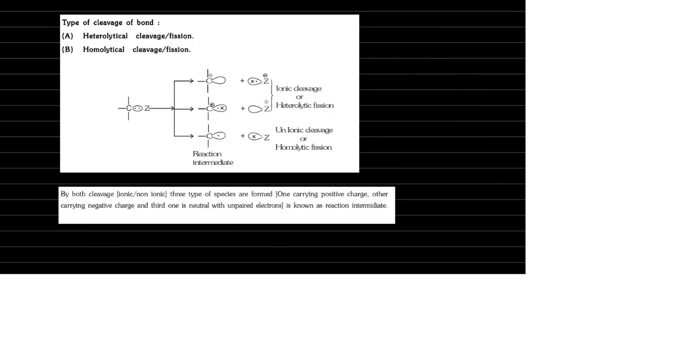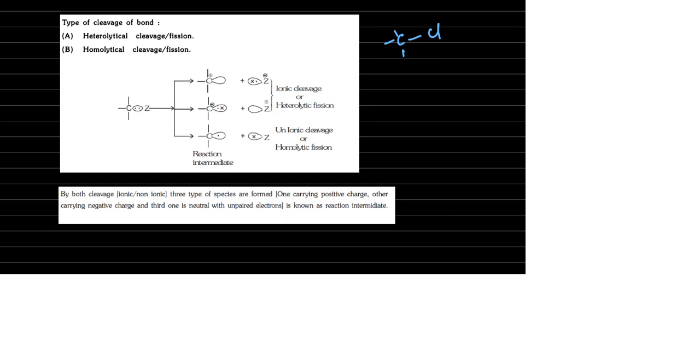Now, type of cleavage of bond. So here a C-Cl bond is there, suppose. How does this bond cleavage take place? Here two types of bond cleavage are there.